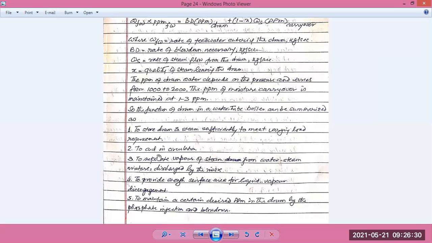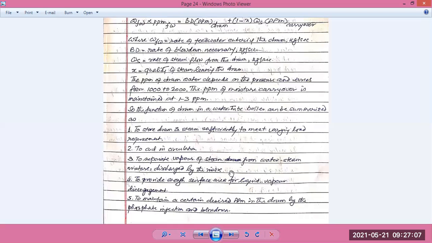So throughout the circulation, the steam drum plays an important part by keeping the quality of the mixture of steam and water. Now, to aid in circulation, it is supposed to separate vapor of steam from the water steam mixture discharged by the riser itself. You see, this is the important part of a boiler drum: to separate vapor and saturated water inside it.